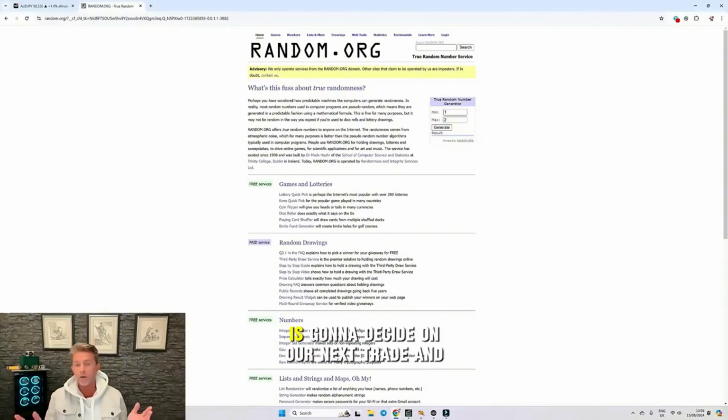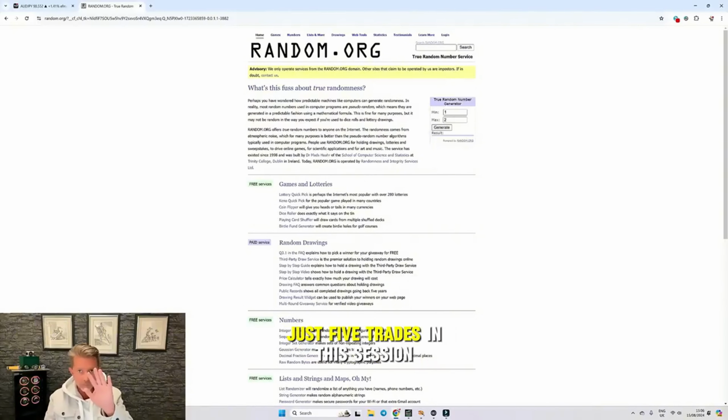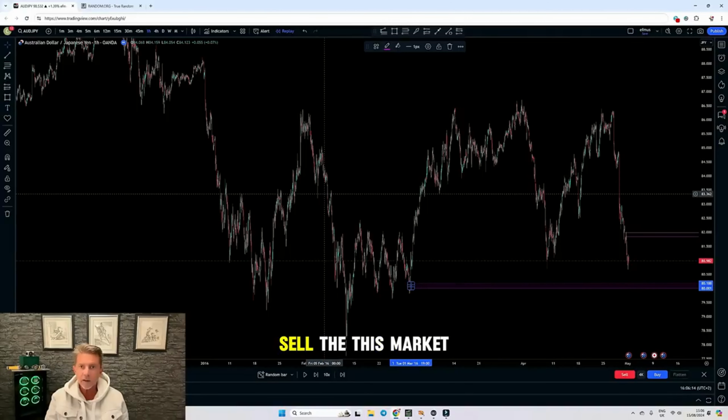And this is what we've been doing. Well, this is the 4th session that we've been doing this, and we've been getting wrong decisions, we've been getting right decisions, and every session we've been winning. So let's see if we can do this again. Just 5 trades in this session. So let's generate. It's telling me that it wants me to sell this market.